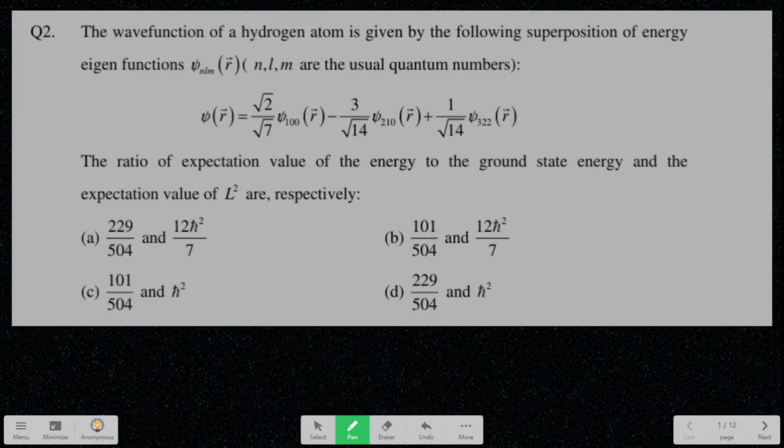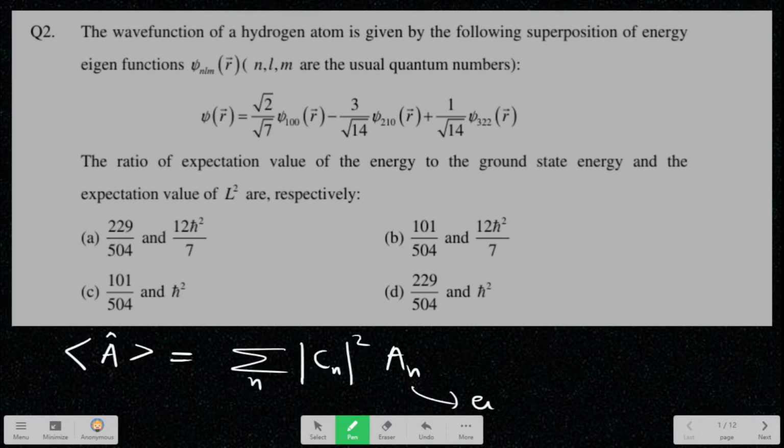Expectation value of an operator A is equal to summation over n Cn mod square An. Here An are eigenvalues or outcomes of operator A. That is, if we have operator A, it acts on psi n, then we will get some constant An times psi n. These An are called eigenvalues.